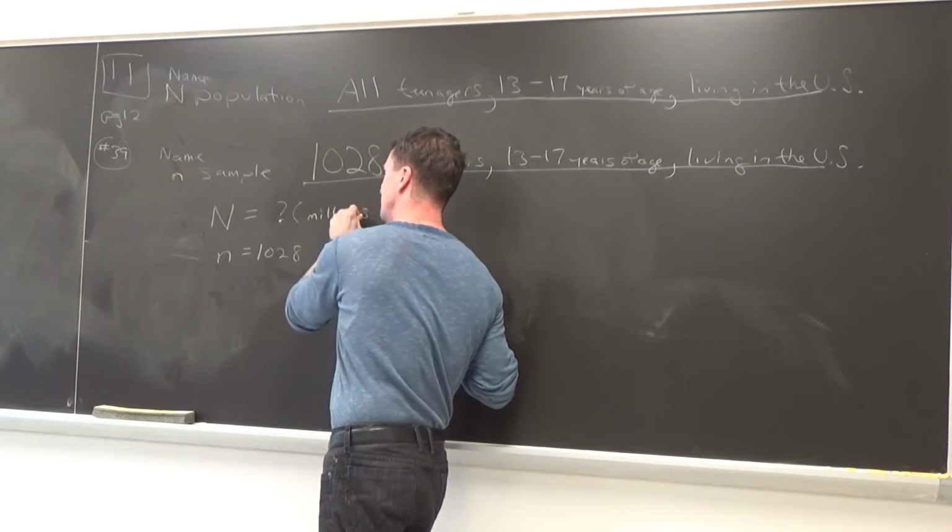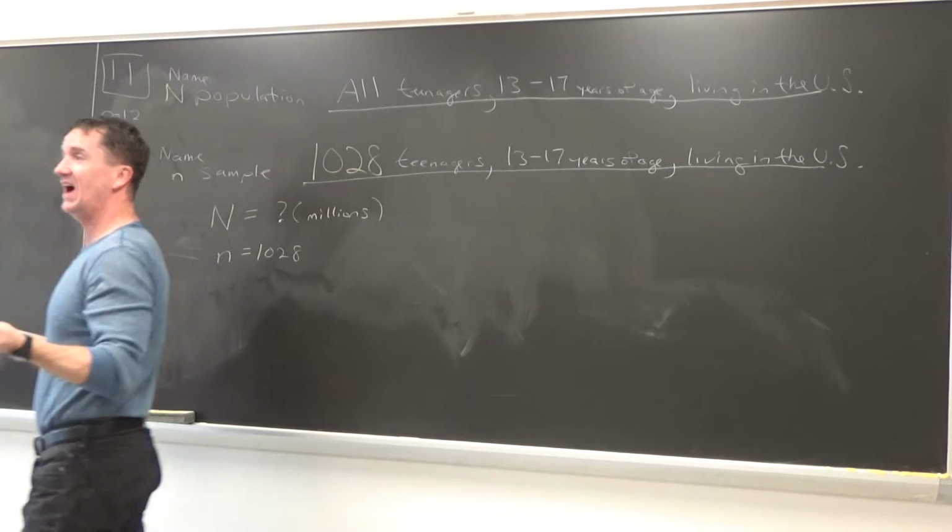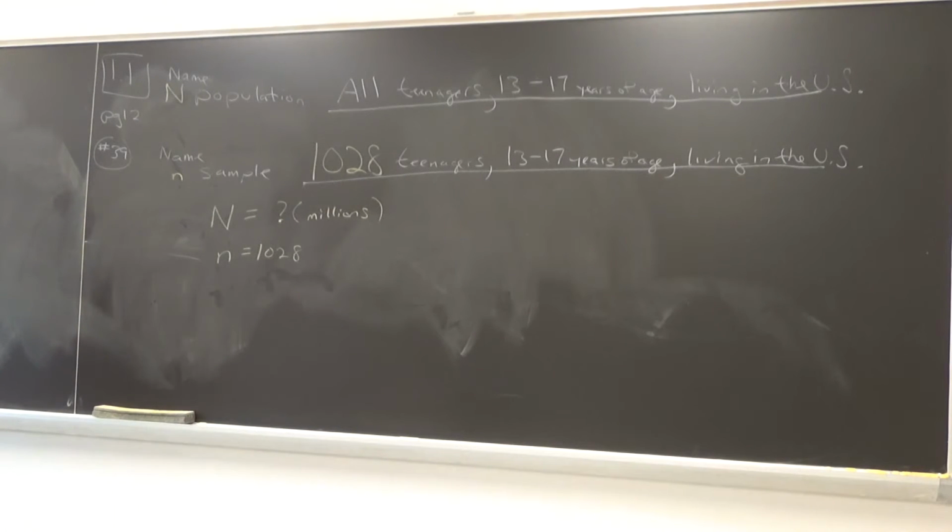In this case, millions? A lot. There's a lot. And it's changing, isn't it? Someone who was 12 just turned 13 five minutes ago in the United States, right? Someone who was 17 just turned 18, you know, 30 seconds ago, right? Isn't it always changing? But it's big. It's big. We could estimate it.